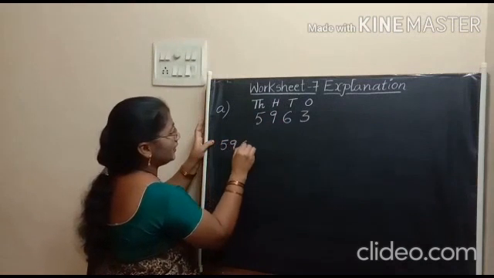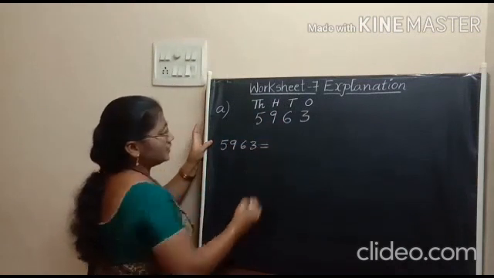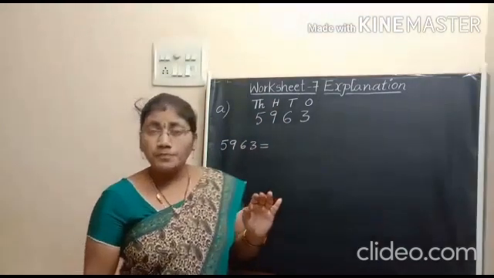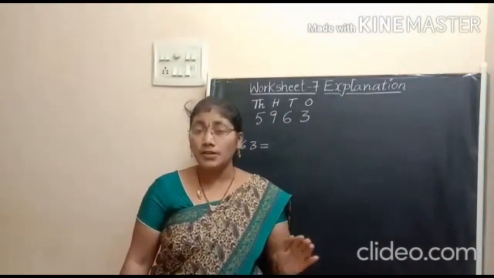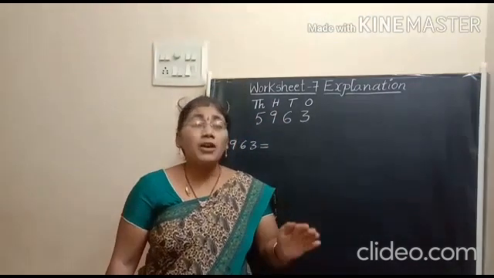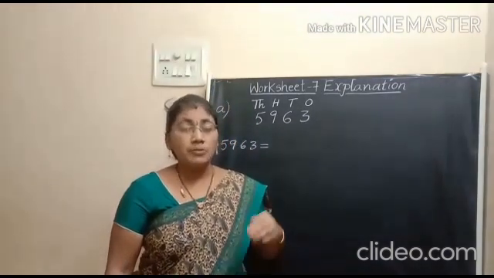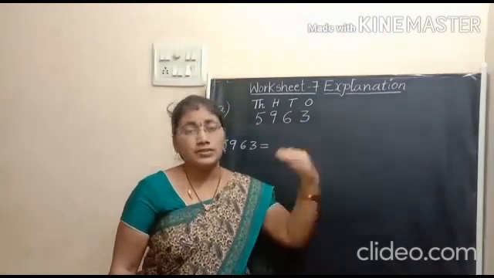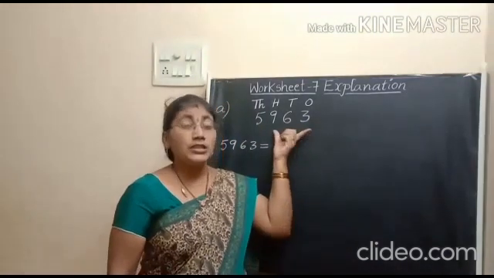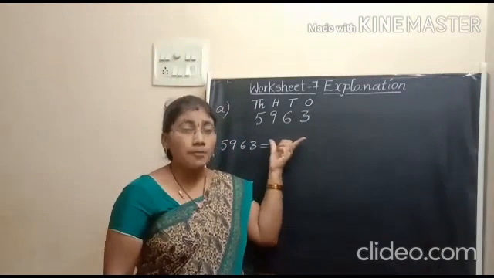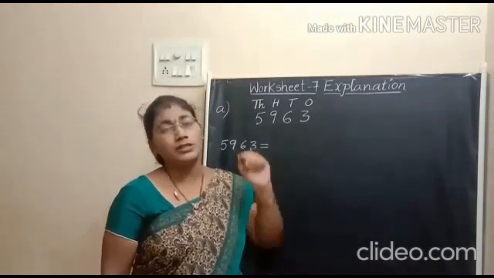First write the number, then write what is an expanded form. Expanded form of a number is the sum of the place values of its digits. Understood? Sum of the place values of its digits. Here we have 4 digits. So, we have to write the sum of the place values of these 4 digits.